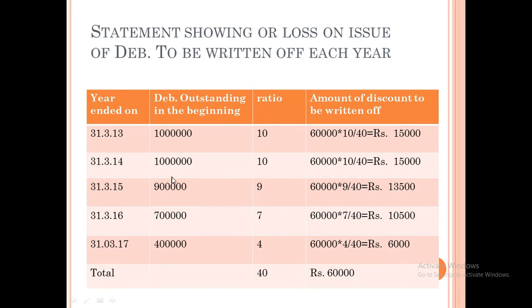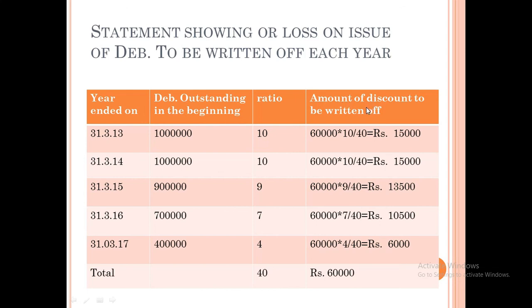Now at the end of the second year debentures are redeemed. 1 lakh debentures are redeemed. So in the beginning the amount of debentures outstanding is 9 lakhs. Then in the beginning of next year 7 lakhs and then in the beginning of the last year 4 lakhs. Now we will find the ratio of these figures. So what is the ratio? 10, 10, 9, 7, 4 and the total is 40.